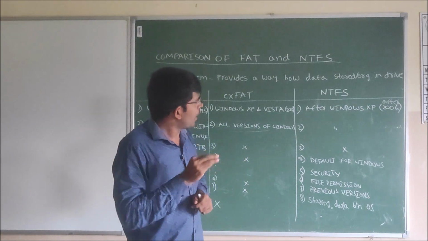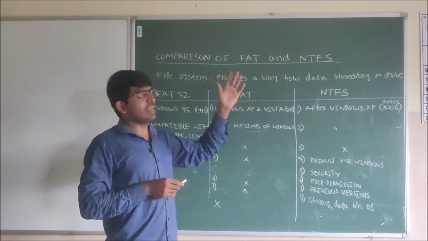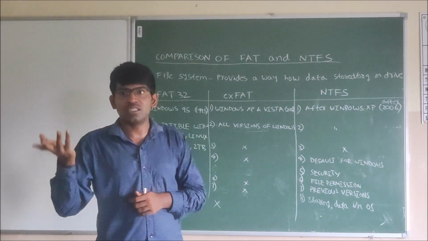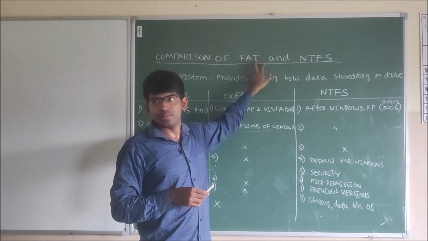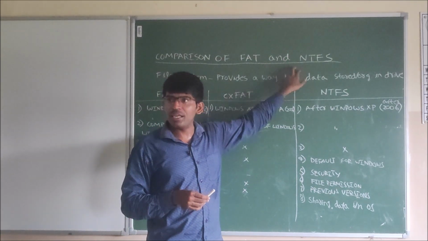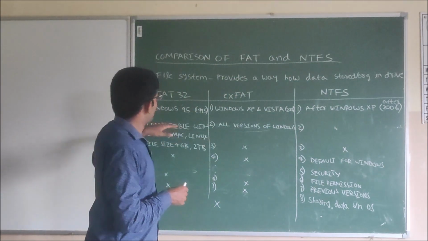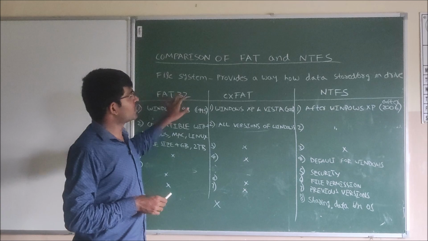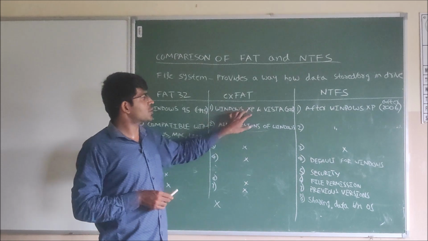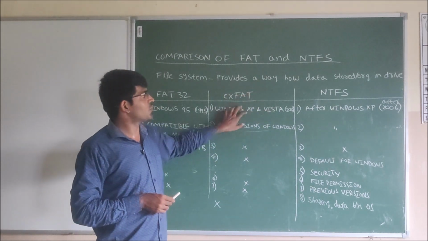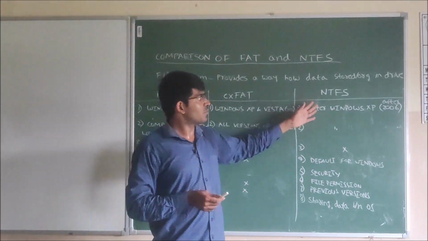So these are the main comparisons between FAT and NTFS. FAT and NTFS, what are these? These are file systems. FAT means file allocation table. NTFS means new technology file system. In Windows 95, which file system was used? FAT32. In Windows XP and Vista, exFAT. And after Windows XP, after 2006, which file system was used?